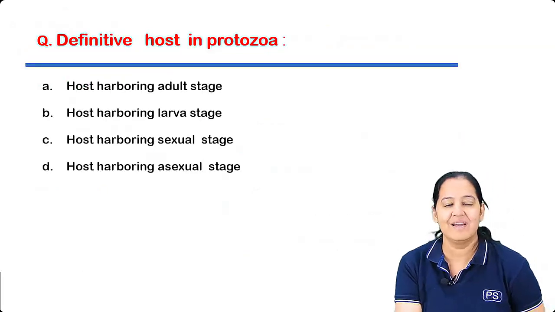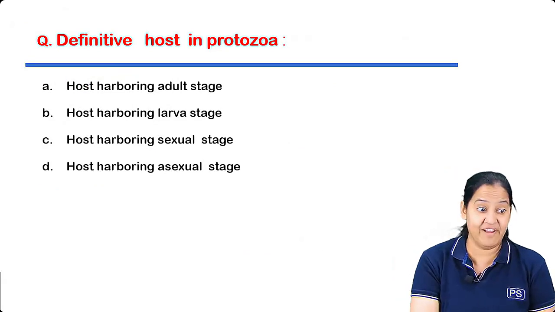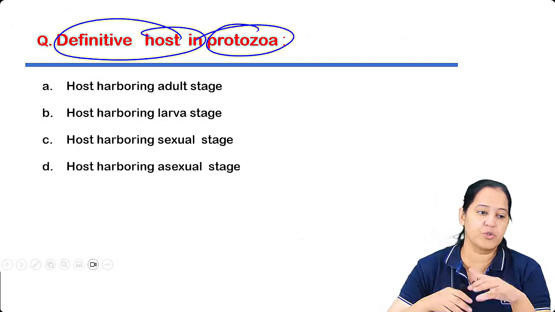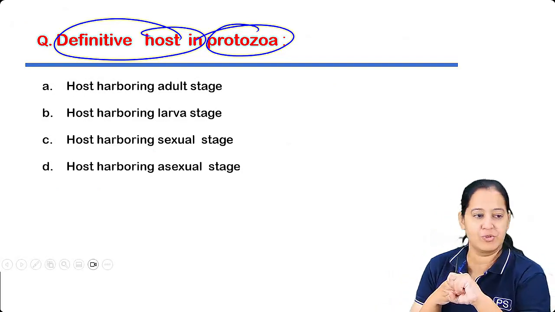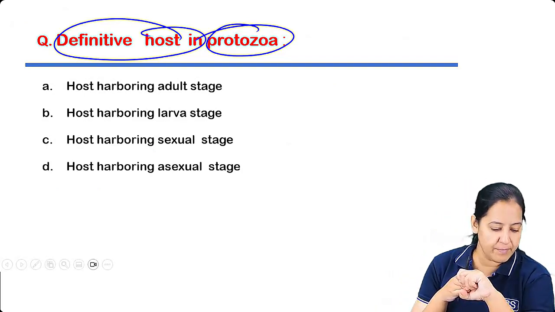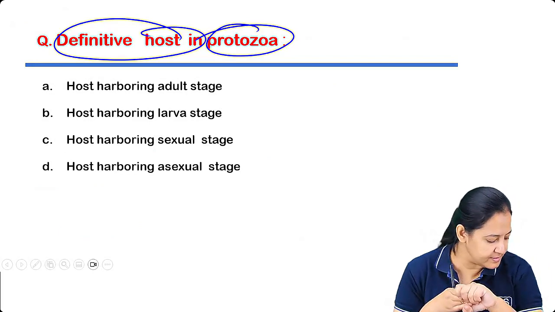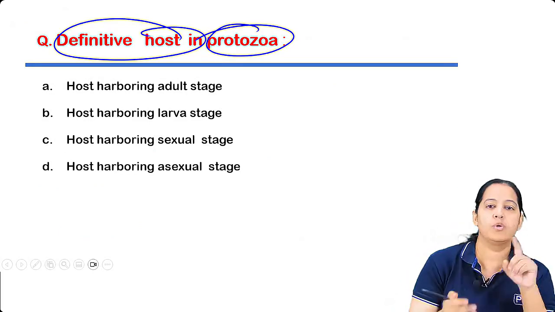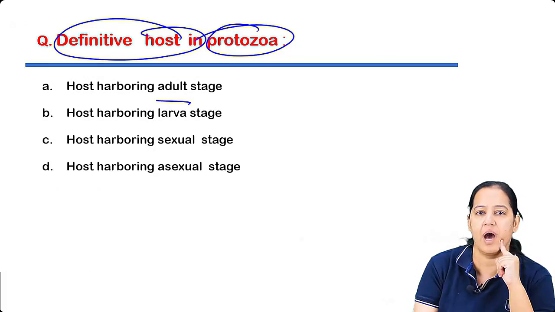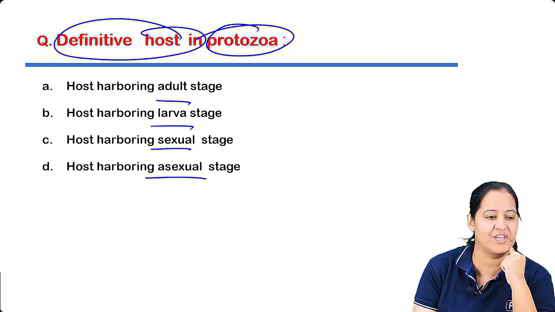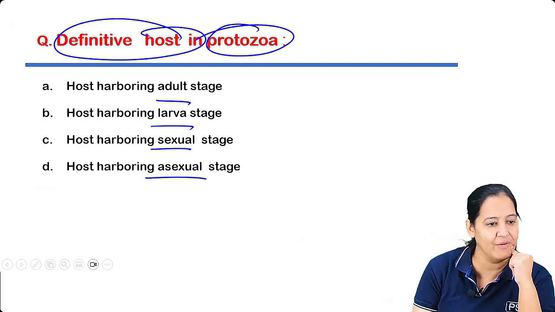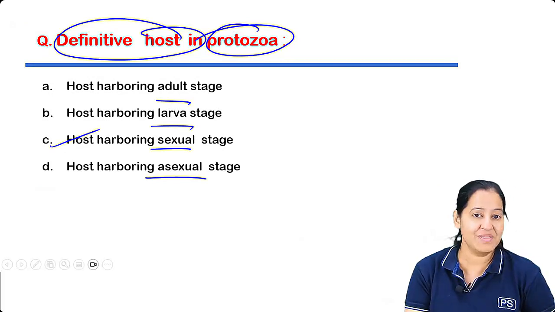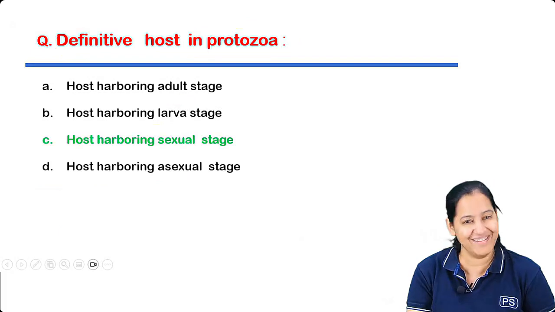So tell me the next question. It's difficult, don't rush. Definitive host and protozoa. Who is the definitive host for protozoa? Not for metazoa, for protozoa. Is it the host harboring adult or larva or sexual or asexual? Yes, very correct. Everyone is correct. So the correct answer is C. Don't say A. The correct answer is C.